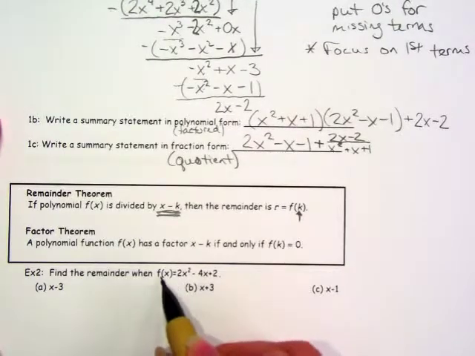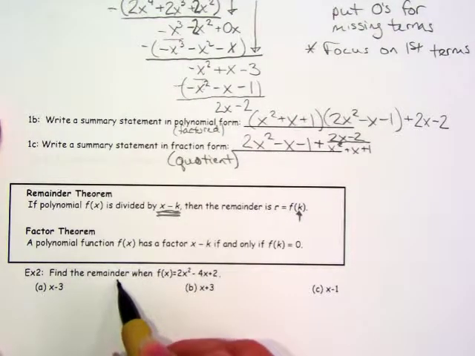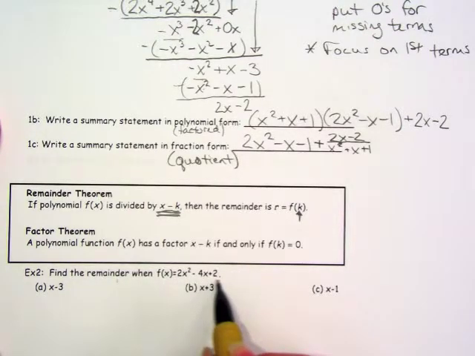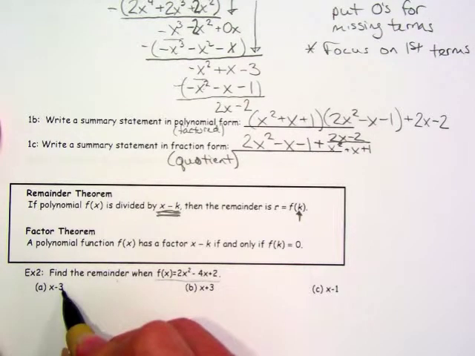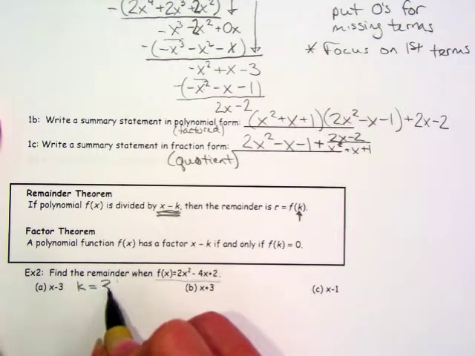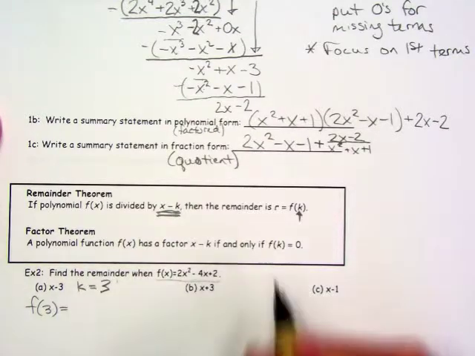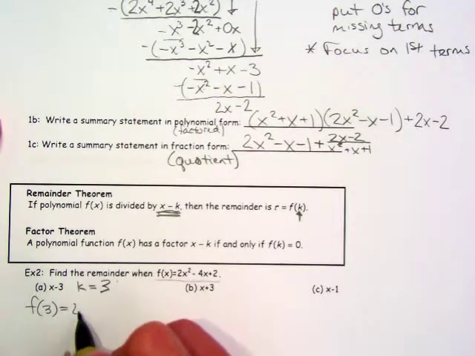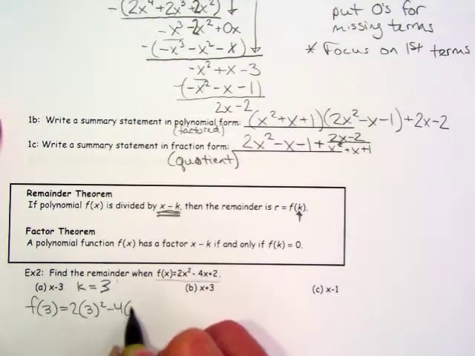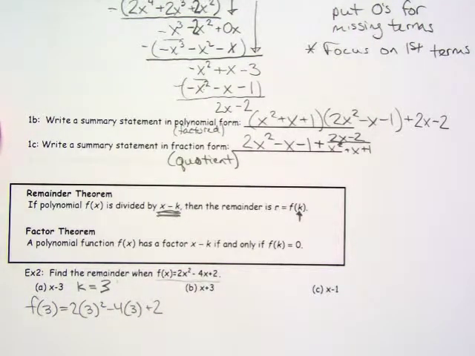Here, we want to know what the remainder is. We're not actually doing the division, but we want to know what's the remainder when I take this polynomial here and divide it by x minus 3. All right, so it is in the form of x minus k, and so in this case, my k is 3. I can find the remainder using the shortcut f of 3. So putting 3 in for all the x's, 2 times 3 squared minus 4 times 3 plus 2. If I simplify that all out, 18 minus 12 plus 2 comes out to be 8. So the remainder, if I were to actually divide those, would be 8.